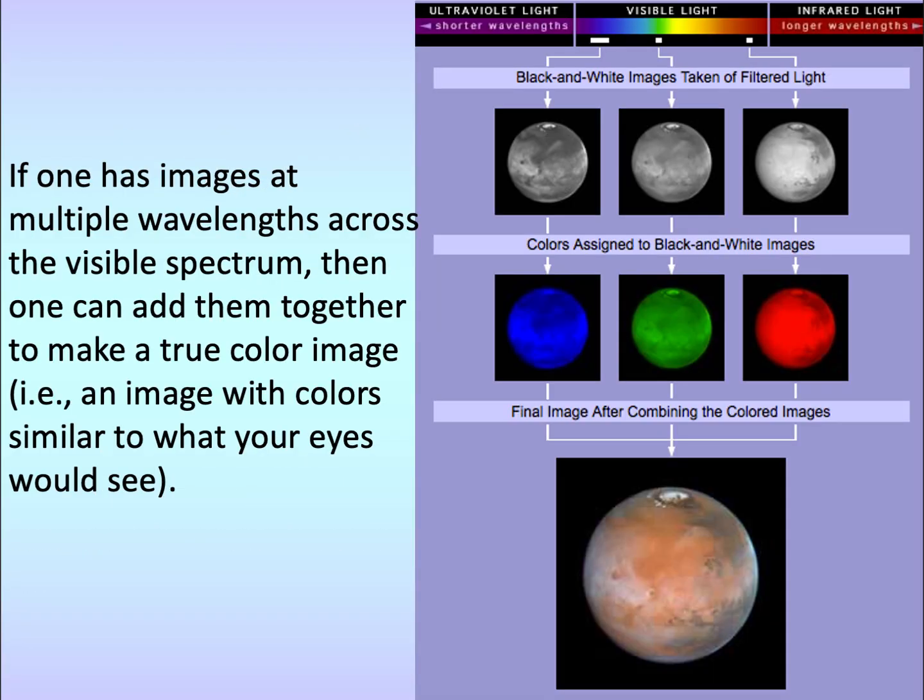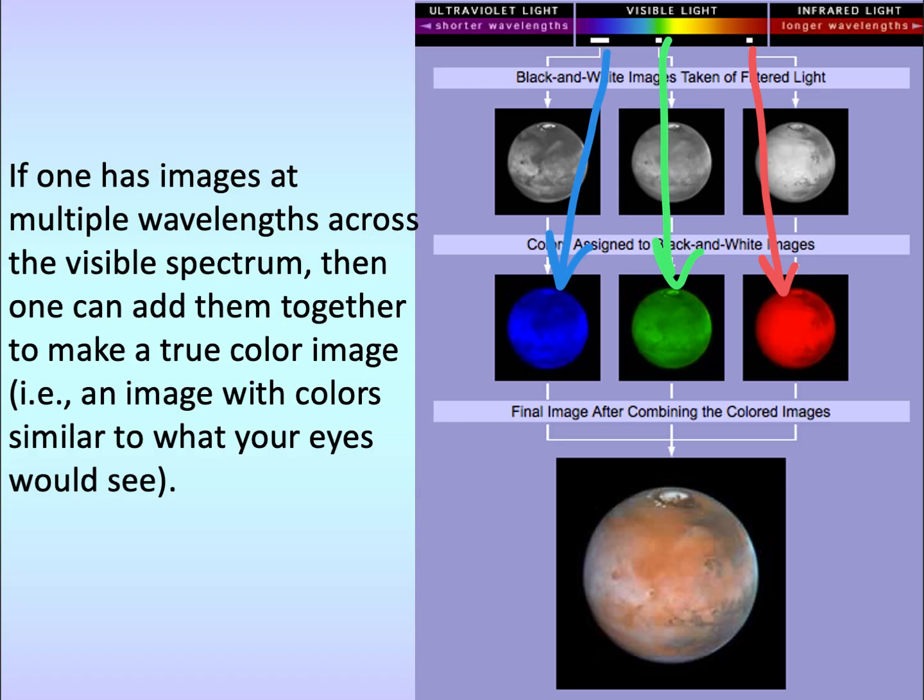Often, multiple images are added together. Here, 3 different photos were taken, and each one was assigned a different color. A picture taken in the red part of the spectrum was colored red. Another in the green part of the spectrum was colored green, and a final picture in the blue part of the spectrum was colored blue.